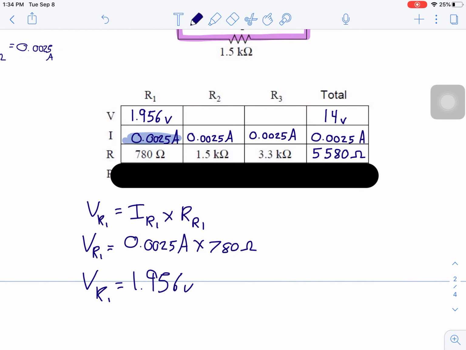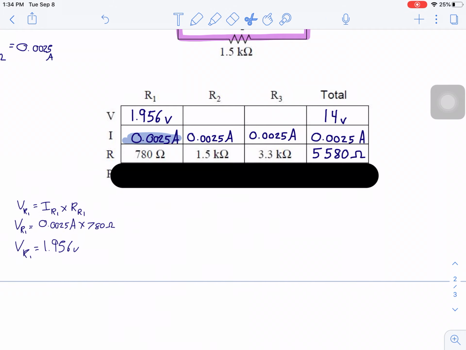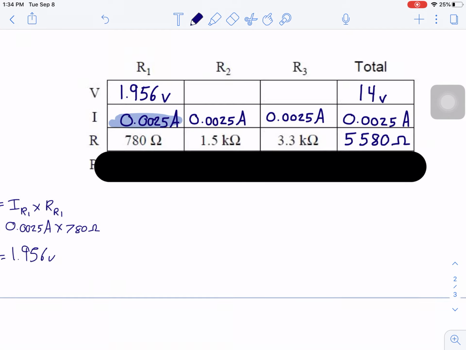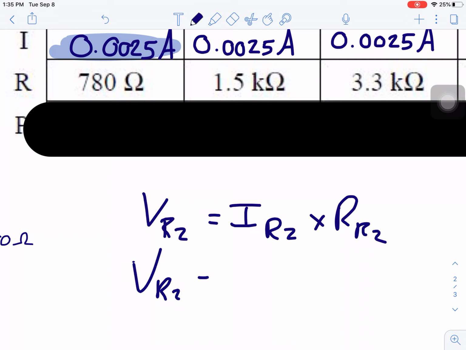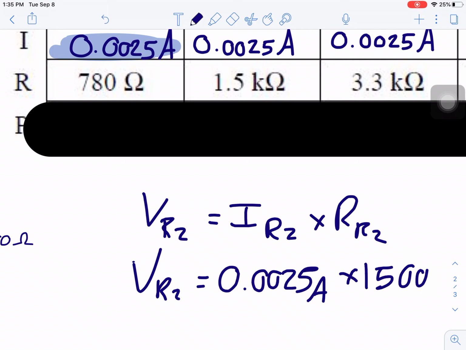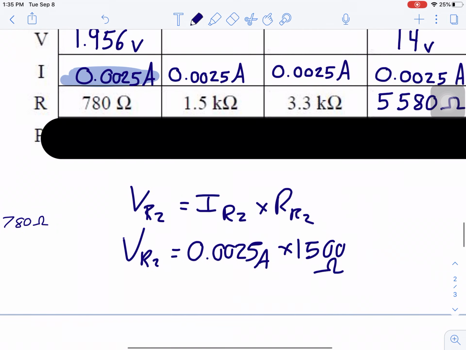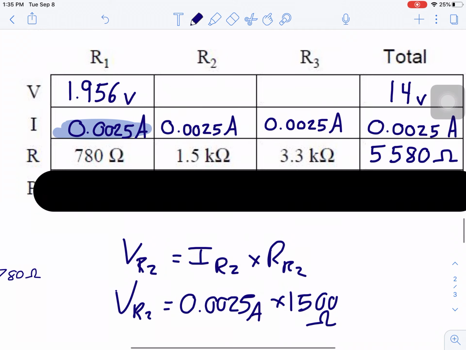I'm going to repeat this same process for my remaining resistors. So for resistor 2, VR2 equals current at R2 times resistance at R2. All right, well, the current at R2 is 0.0025, and the resistance at R2 was 1,500, or 1.5K. If I do that math, 0.0025 times 1,500, I get 3.75 volts.